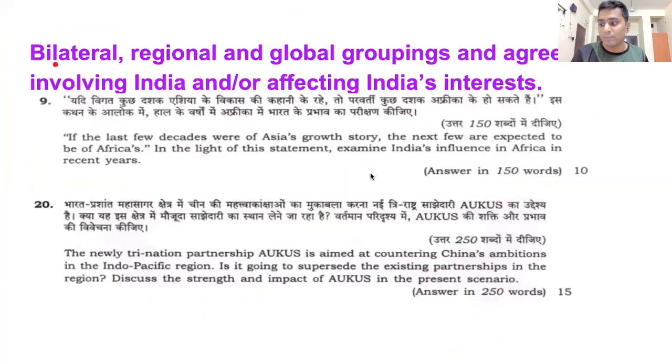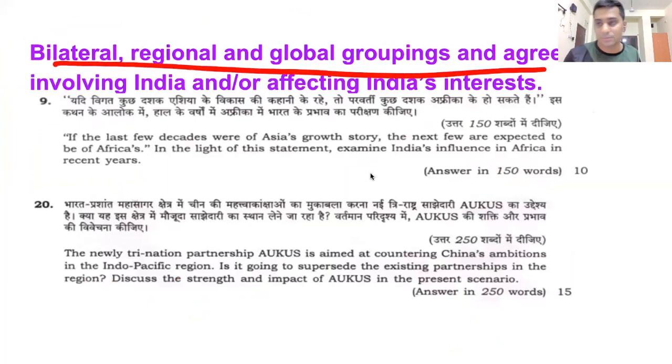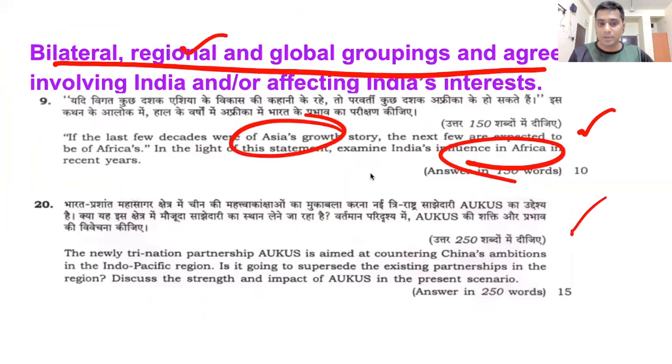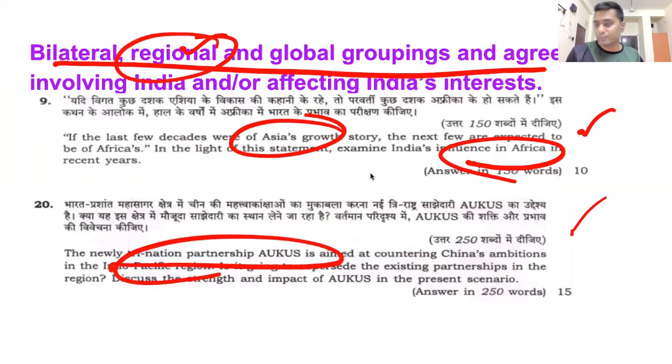Next grouping: bilateral, regional, global groupings. I have brought some questions and framed this. In the last few decades of Asia's growth story, this is the Asia region. They are asking about Africa, right? Tripartite relationship. This is again a regional grouping. So whenever there is a new group, UPSC asks where India's interests lie, right? Say for example, if it is Quad, UPSC asks that. If it is AUKUS, Australia, UK, US, UPSC is asking this, right?